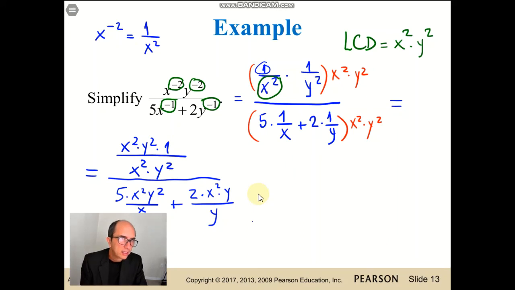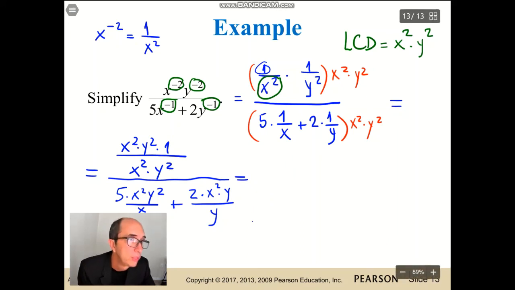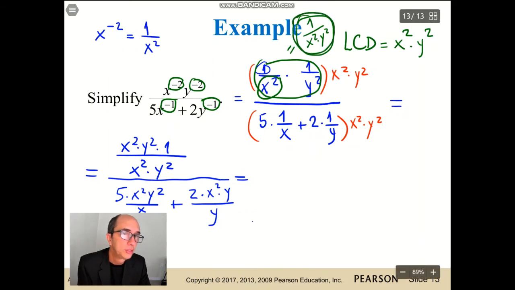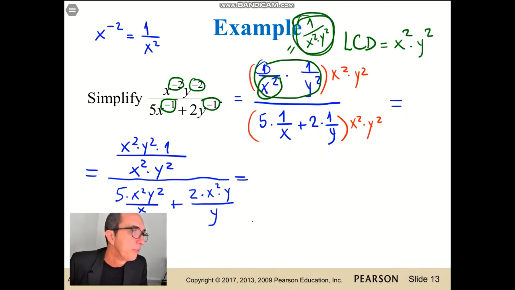Check if you got everything right. Just make sure you understand this step. This thing here is equal to 1 over x squared times y squared, right? It's separated here, but you can put it all together like this. It's the multiplication of two rational expressions. You multiply the numerators and you multiply the denominators, and you get this. Just make sure that you understand this step.